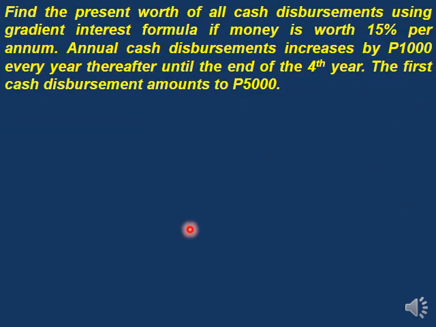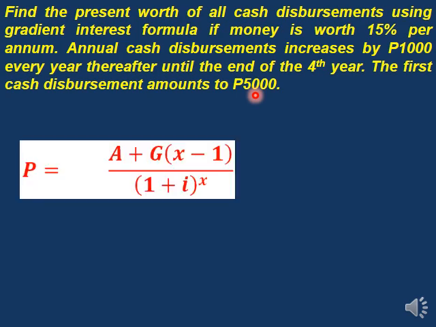Okay, let's try this problem. Find the present worth of all cash disbursements using gradient interest formula if money is worth 15% per annum. Annual cash disbursements increase by 1,000 every year thereafter until the end of the fourth year. The first cash disbursement amounts to 5,000. So we'll use this formula.